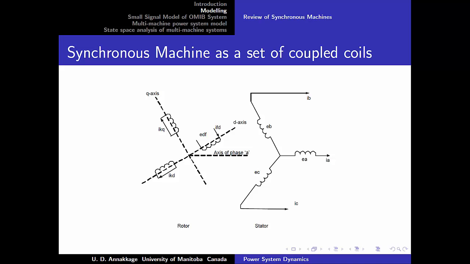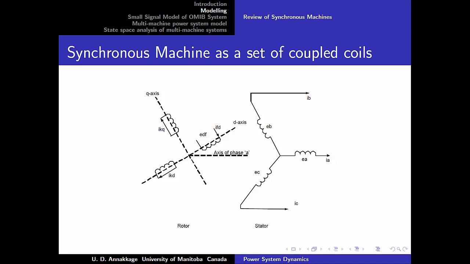In this diagram, we see the representation of an electrical machine as a set of coupled coils. On the right, we have the stator coils A, B and C. Voltages induced across these coils are EA, EB and EC. Currents in the coils IA, IB and IC are leaving out of the coils.